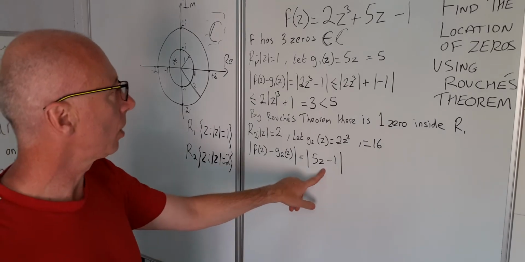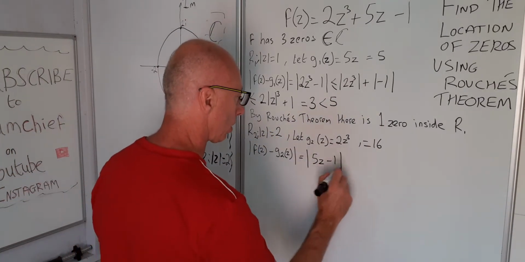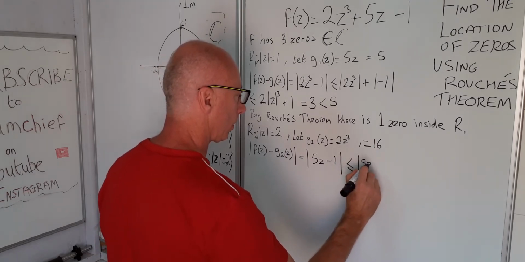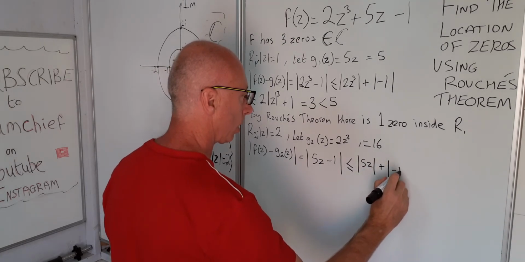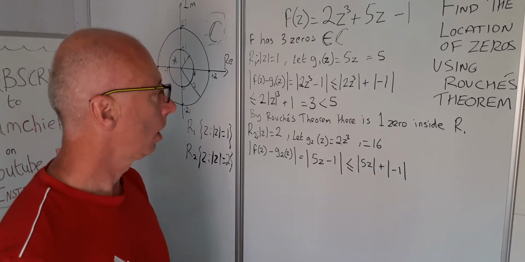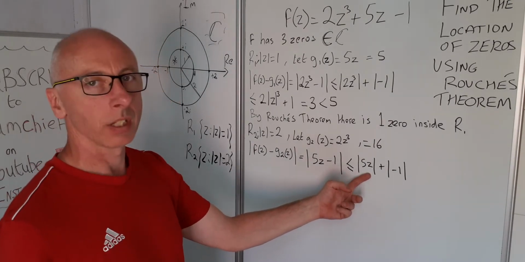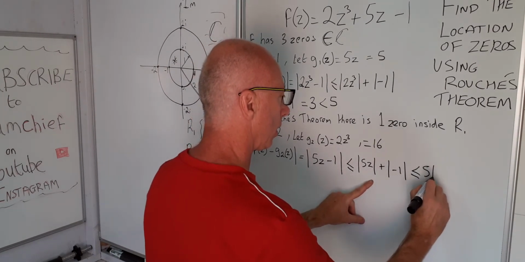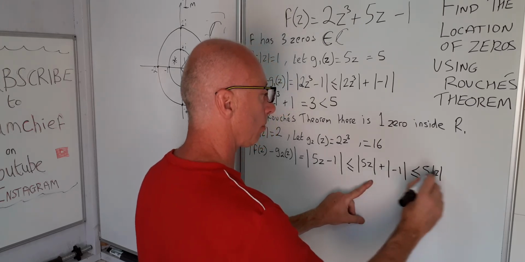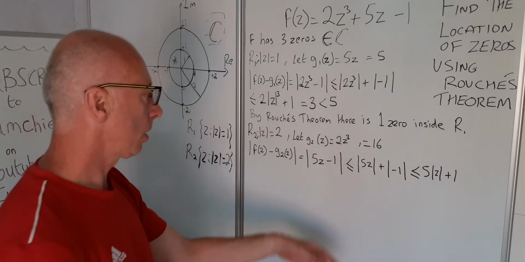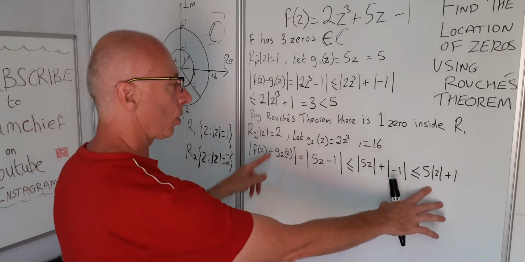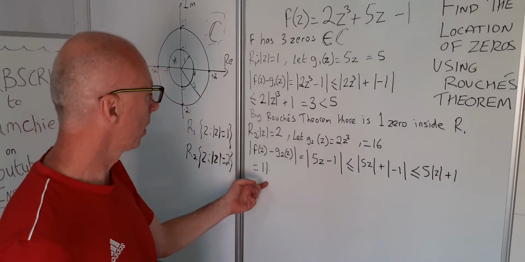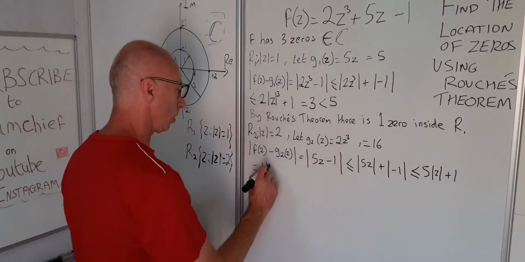Okay, right, now we go through the stages of the triangle inequality, just like we did here. So we say that this term is less than or equal to the modulus of 5z plus the modulus of minus 1. Now let's continue here with the triangle inequality. So that's less than or equal to 5 times the modulus of z plus the modulus of minus 1, which is plus 1. So now if we just plug in the values for z, 5 twos are 10, plus 1, that's 11. So that equals 11. So if I just write that there. Now we see that 11 is less than or equal to, well, it's less than 16.